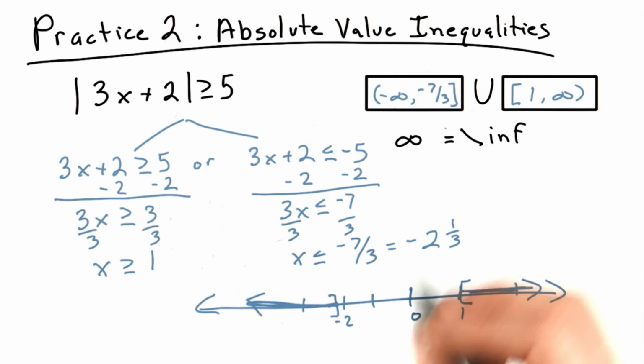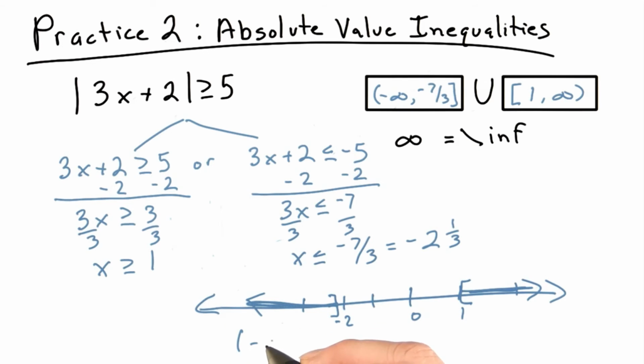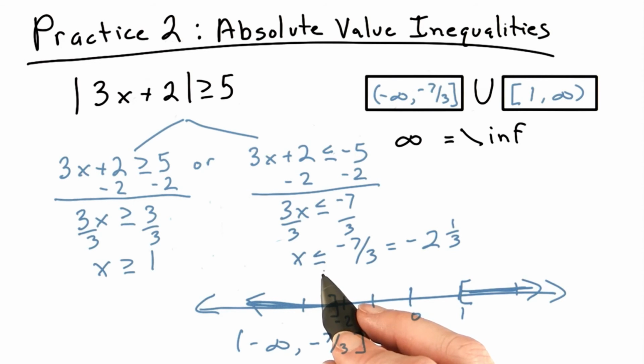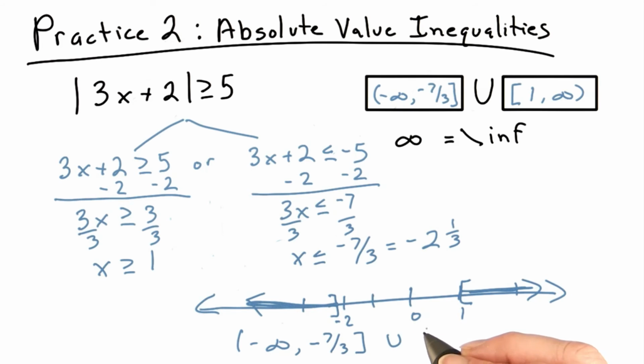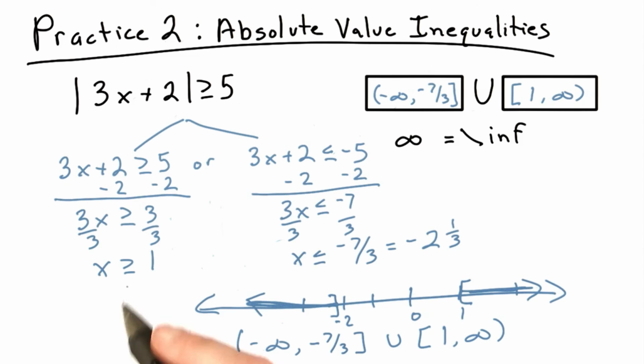And that's how we get our interval notation. Here we have negative infinity to negative 7/3 with a square bracket because it's less than or equal to, and I union that with the interval from 1 to infinity, again with a square bracket because it's greater than or equal to.